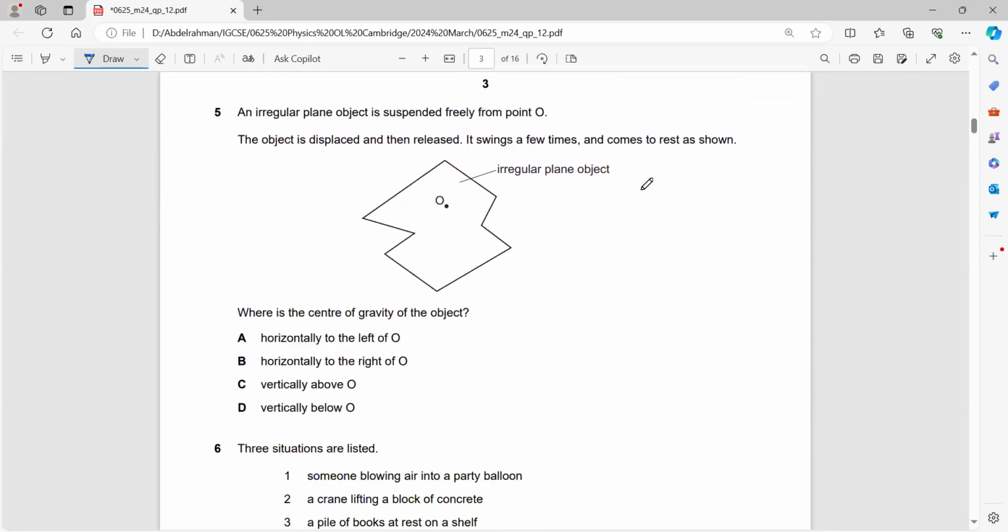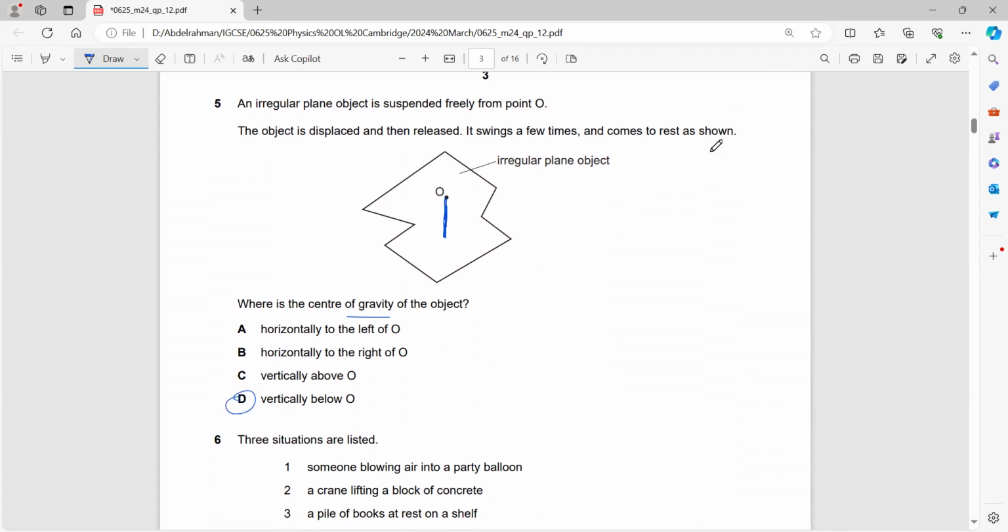An irregular plane object is suspended from point O. We know that the center of gravity has to be directly below the point of suspension, vertically below the point of suspension.